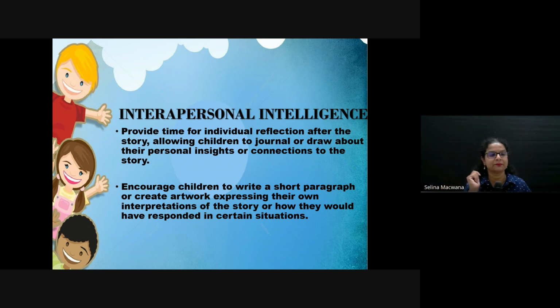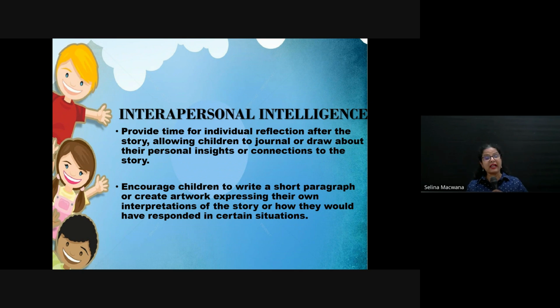If you are in Zacchaeus' place, or if you are in David's place, what would you have done? How would you have dealt with it? What would you have thought? What would be your emotions, feelings? Because for intrapersonal it is emotions and feelings, and for interpersonal, you can ask, how do you think they felt?